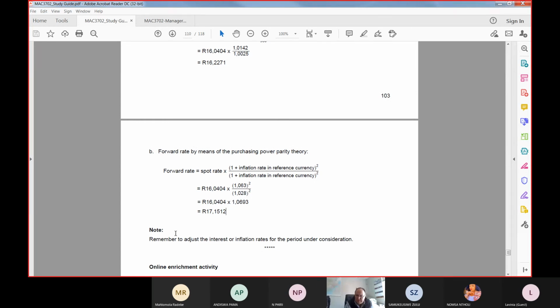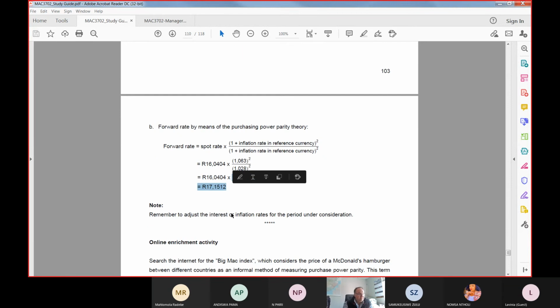Inflation rate abroad at the moment in the UK is about 1.5. South Africa is 5.3. You take the spot rate right now and you can do the parity rate, and you can base it on how much the exchange rate to the US dollar is right now. What would have been 17,715 at the moment? Okay.